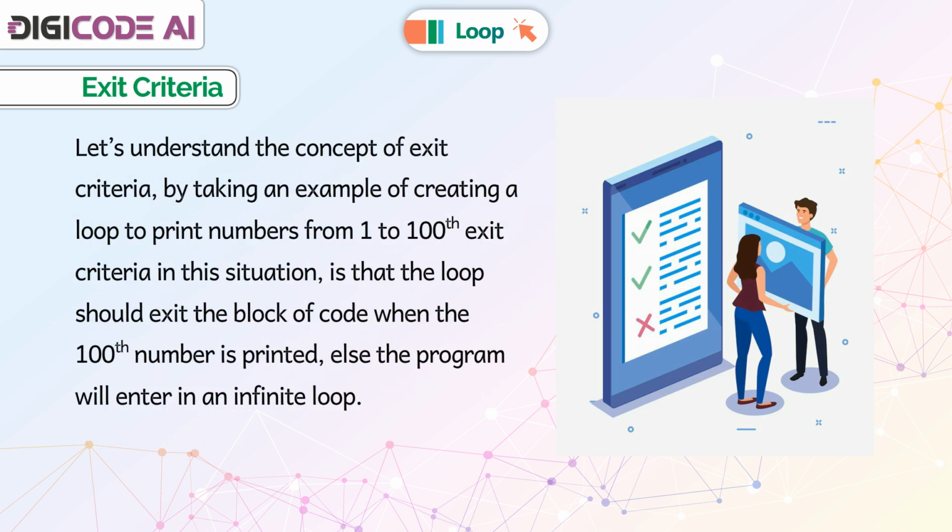Let's understand the concept of exit criteria by taking an example of creating a loop to print numbers from 1 to 100. Exit criteria in this situation is that the loop should exit the block of code when the 100th number is printed, else the program will enter an infinite loop.